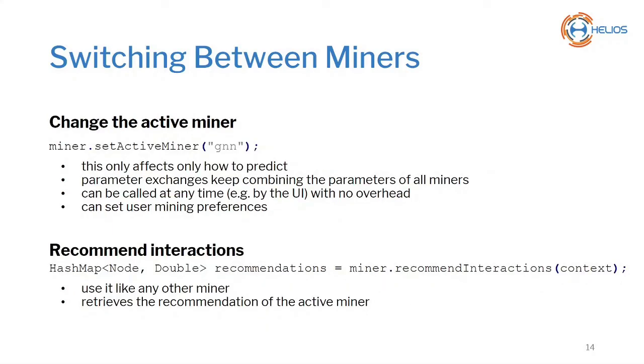To change the currently active miner of the switchable miner class, its setActive method needs to be called. This method takes as input a name used during the createMiner operation. Changing the active miner only affects which miner is used for prediction, but all miner parameters keep being exchanged. This operation can be called at any time with no overhead and only switches which miner is used to recommend interactions. Recommendations by the active miner can be obtained by calling the switchable miner's recommend interaction method.